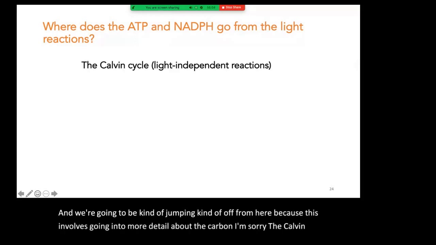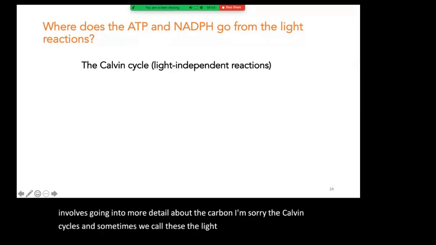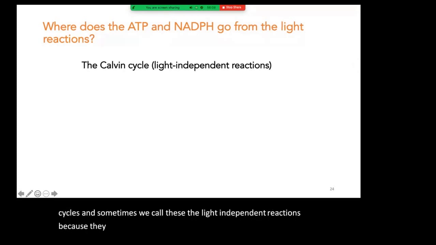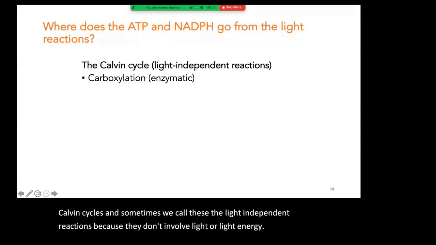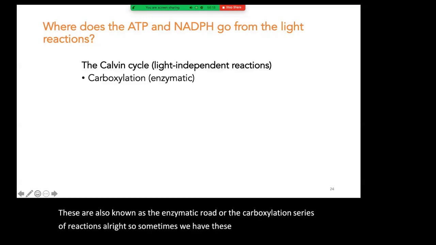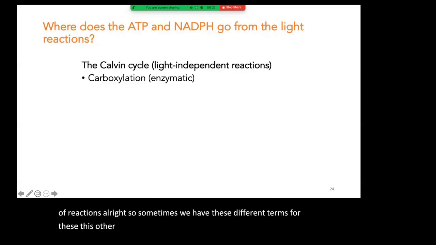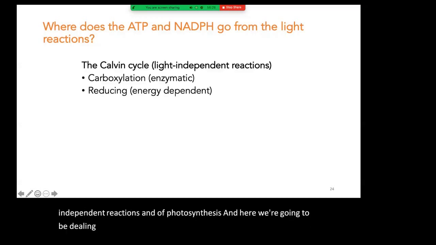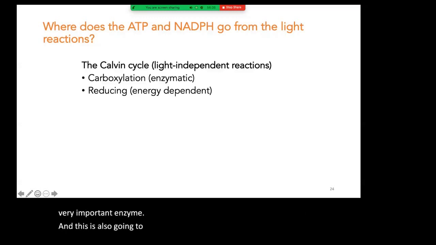And sometimes we call these the light independent reactions because they don't involve light or light energy. These are also known as the enzymatic or the carboxylation series of reactions. All right, so sometimes we have these different terms for this other set of biochemistry, the Calvin cycle or the light independent reactions of photosynthesis. And here we're going to be dealing with something known as carboxylation, which involves a very important enzyme. And this is also going to be requiring energy, okay?